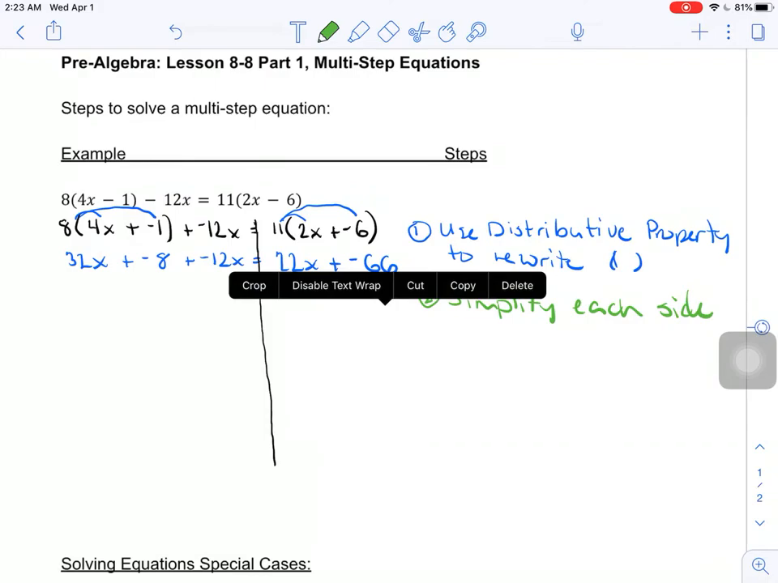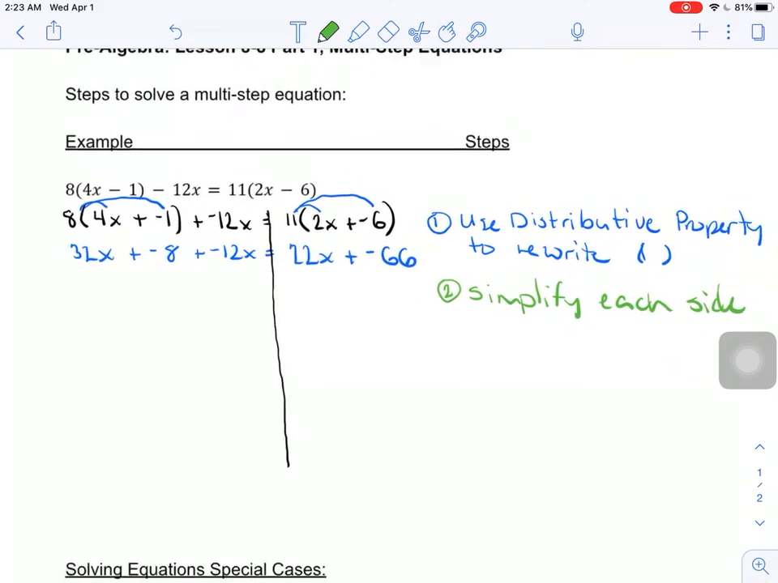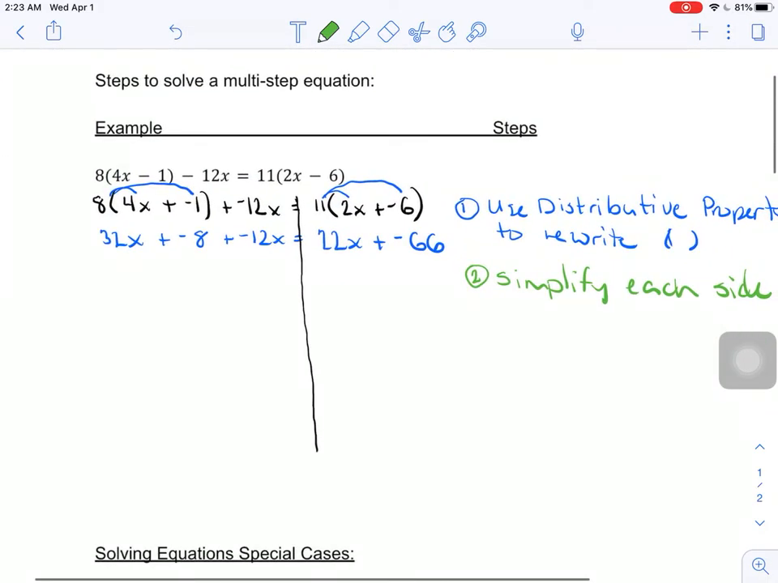So we'll start on the left. On the left, I see two different problems where we've got x's. Those are like terms because they both have an x, so we can put those together. So 32 and negative 12, that's going to give me 20. So I can put that together, make that a 20x. And then the negative 8 doesn't have anything that goes with it, so it's just going to hang out, still be a negative 8.